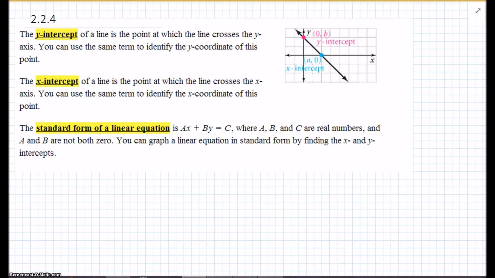The standard form of a linear equation is ax plus by equals c, where a, b, and c are real numbers and a and b are both non-zero. You can graph a linear equation in standard form by finding the x and y intercepts.